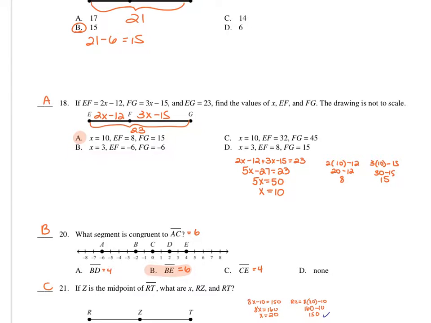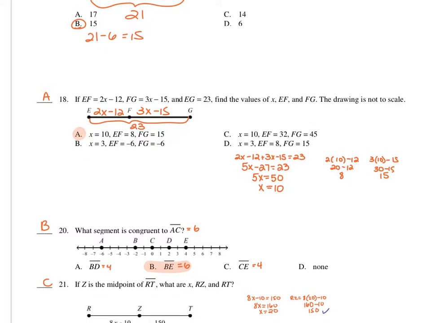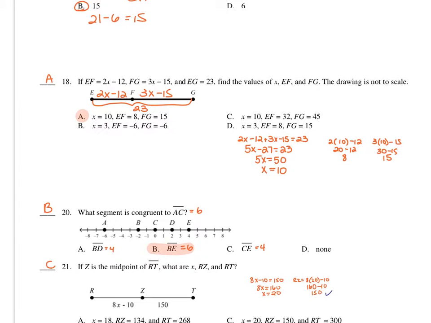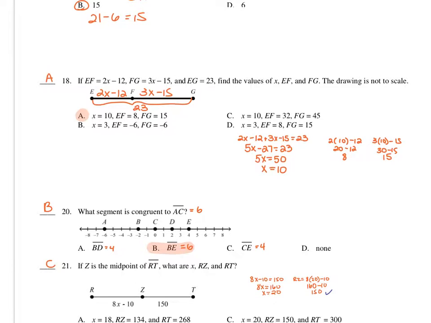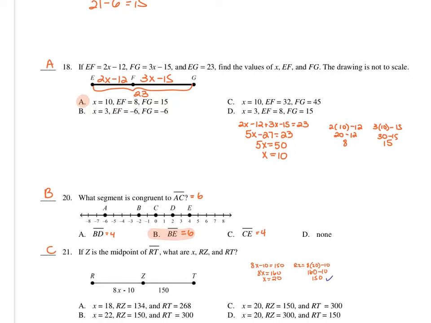18, EF is 2x minus 12 and FG is 3x minus 15, and they give you the whole thing's 23. So add up the 2 parts and set it equal to 23, and you should have gotten x is 10. And then it also wanted EF and FG. Plug it back in, and it was 8 and 15.